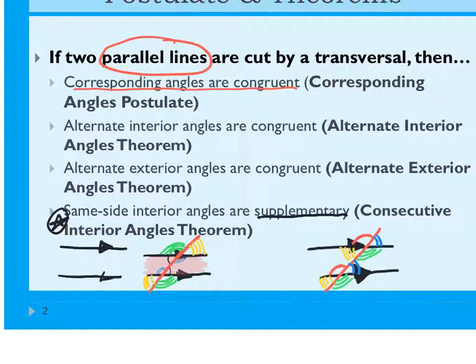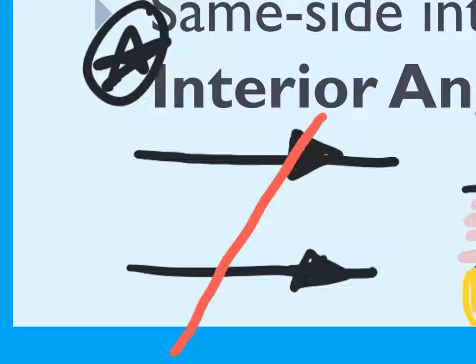So watch what I'm going to do here. I'm going to do another two parallel lines. I'm going to have a transversal that comes across it. So look at the same side interior angles.